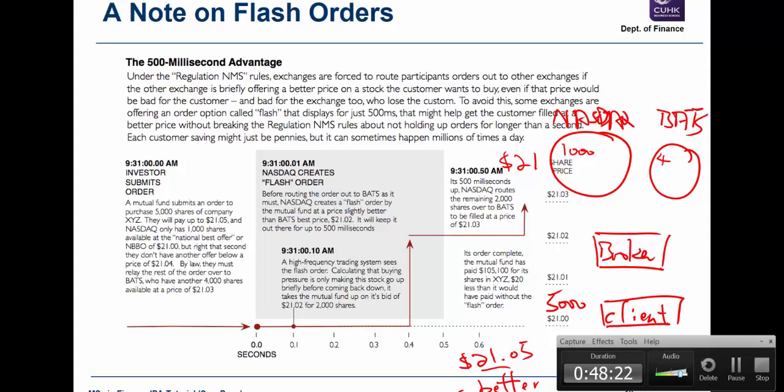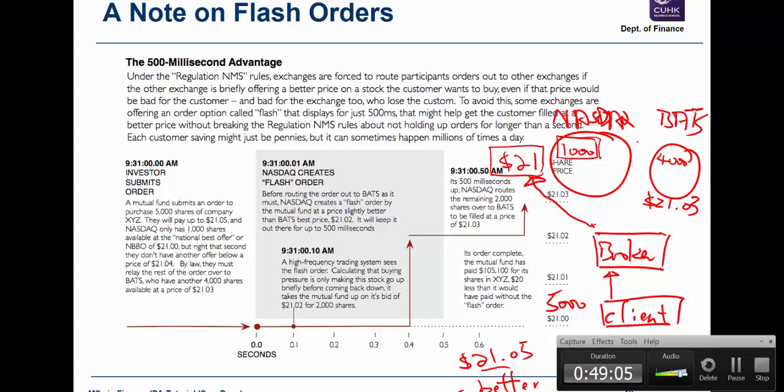Where there are 4,000 shares available at a slightly higher price of $21.03. Okay, do you get the scenario here? There are two exchanges, and when you give instructions to the broker, by law, they have to go to the exchange that shows the best price first. So they go to NASDAQ because that's where the best price is, even though there is not enough. There's not enough here, but they are showing the best price, so you have to get that for the client.